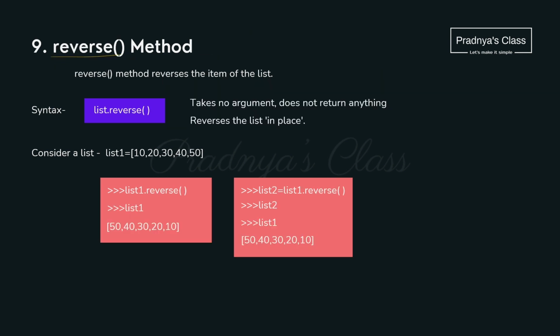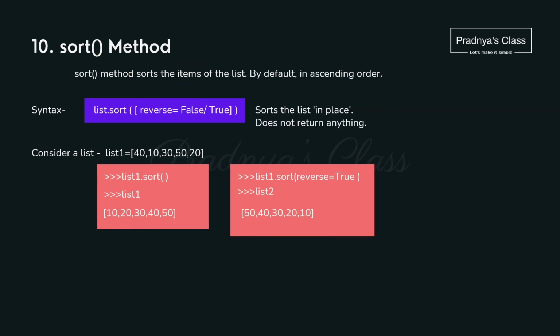With the reverse method, you can reverse the items of the list. Look at the output when we apply the reverse method. The list elements got reversed. With sort, we sort the elements of the list. By default, it will get sorted in ascending order. If you want to sort in descending order, then write reverse equals True. By default, it is in ascending order. When you mention reverse equals True, it will get reversed.